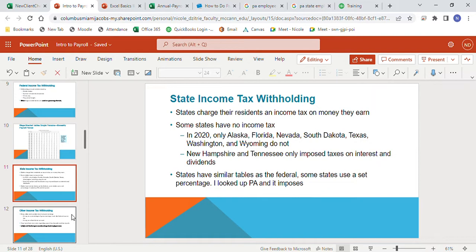But there are some states that do not charge income tax, and as of the last time I taught this class in 2020, it was Alaska, Florida, Nevada, South Dakota, Texas, Washington, and Wyoming. And then the other two are New Hampshire and Tennessee.